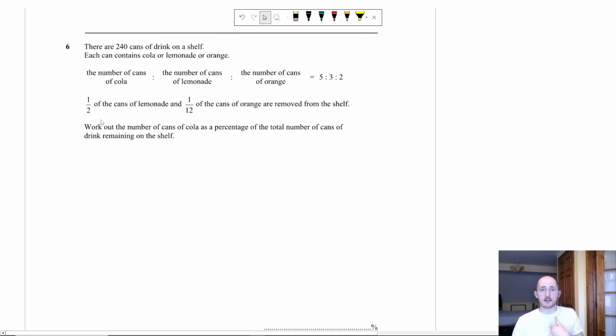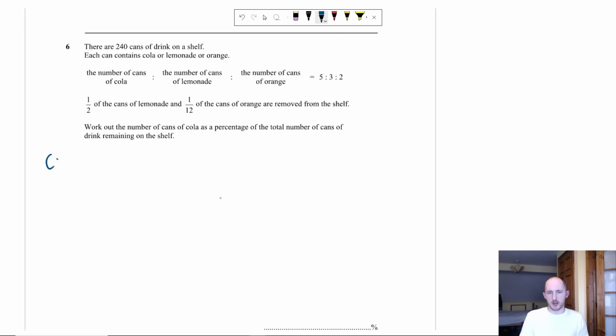So if I say half the cans are gone, how many's half? How can I work that out? Well, I can work out how many cans of lemonade there were to begin with. So what we're going to do is turn this ratio into an actual number of cans. Okay? So we're going to do this.